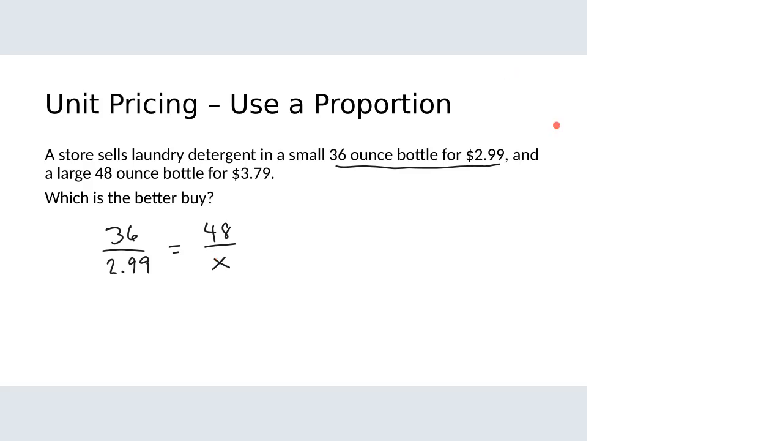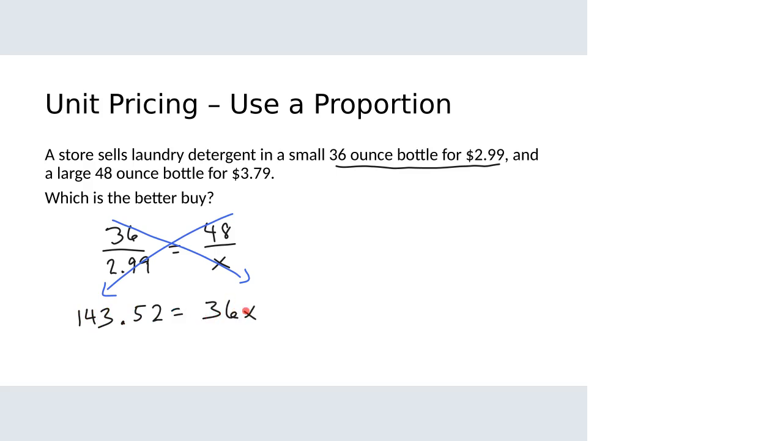And essentially what we're doing here is we're setting up a proportion. 36 ounces for $2.99. Okay, what would the cost be for 48 ounces at that same rate? And so we have a proportion that we can solve. We'll cross multiply. And when we do that, we'll have, let's see here, 48 times 299 is 143.52. The other way, 36 times x is 36x.